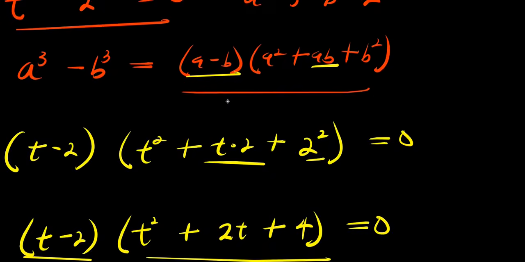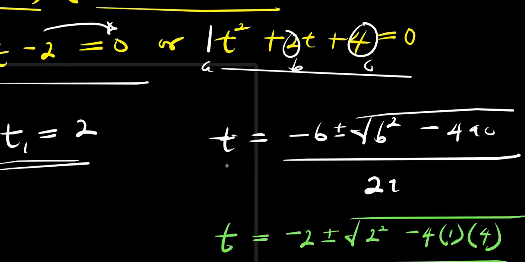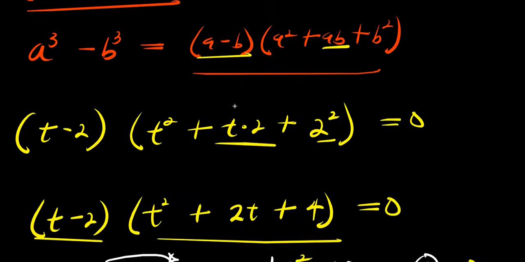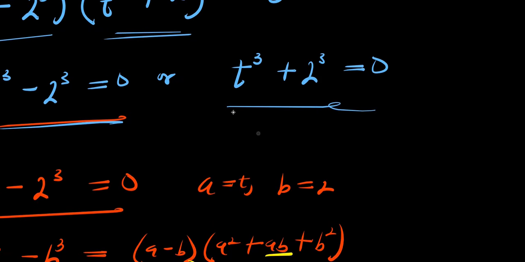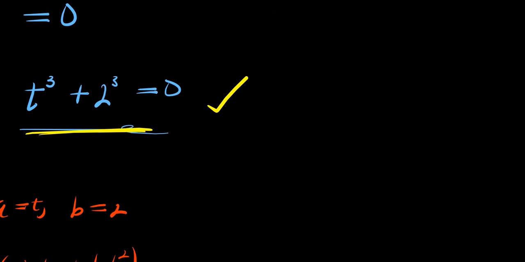We have solved one of it. Okay, here they are. Now, this one here, let's consider this. We have t power 3 plus 2 power 3, and this equals 0.